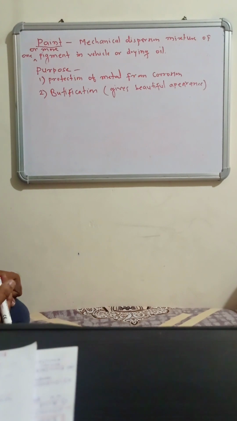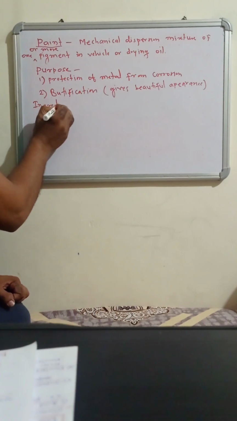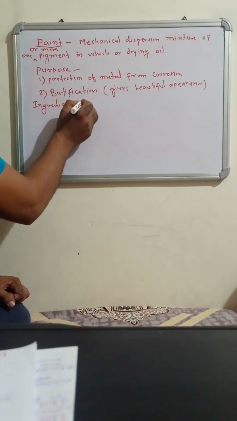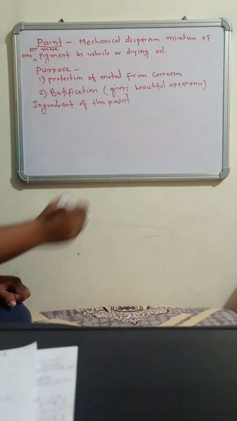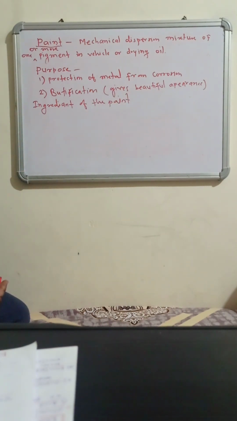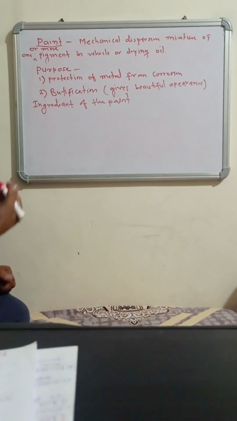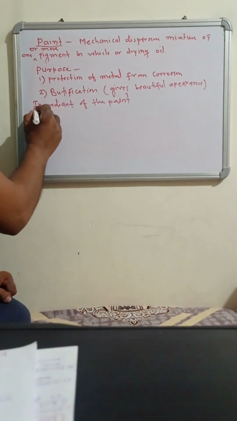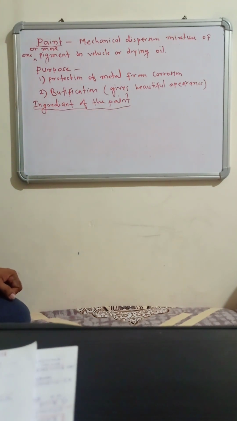So the next subcontent is the content of the paint, or it is also called the ingredient of the paint. म्हणजे त्यामध्ये कोणते कोणते पेंट मध्ये कंटेंट असतात. That is called the ingredients of the paint, or constituents of the paint, or content of the paint. Number one is the pigment. There are nearly 6 different ingredients present in the paint.